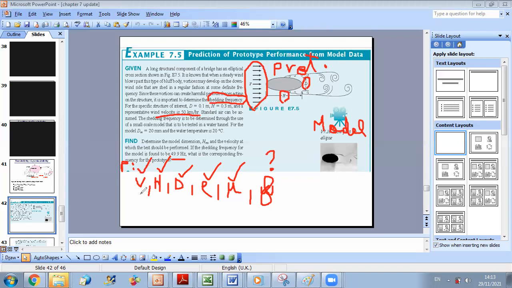Now for our model, they want us to find the velocity at which the test is performed, so we don't know v of the model. H of the model also is unknown, because they said determine the model dimension. D is known, it's 20 millimeters. We know that the experiment is performed with water, so we have rho and mu. And they also gave us the frequency in hertz, so the frequency also is known.